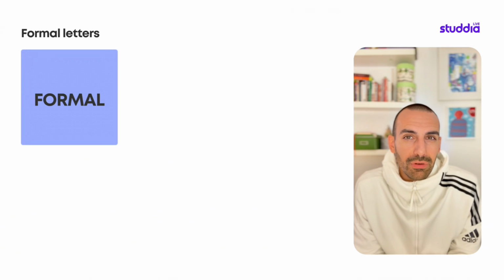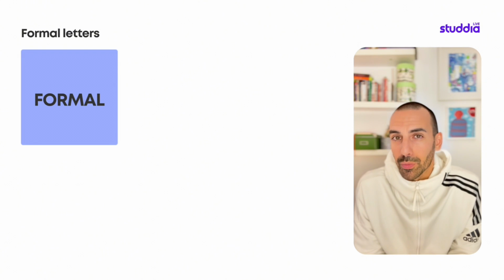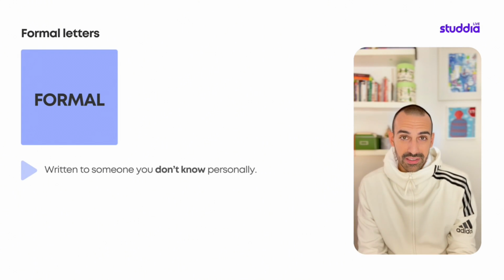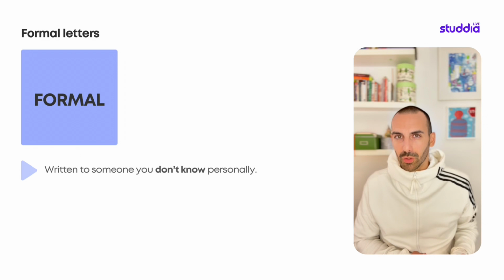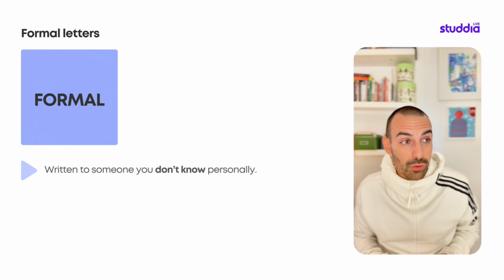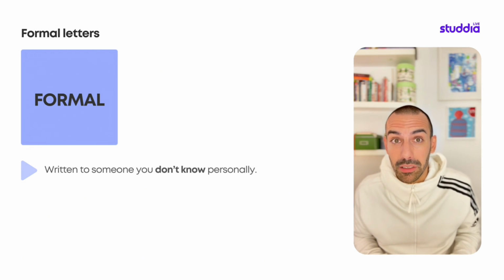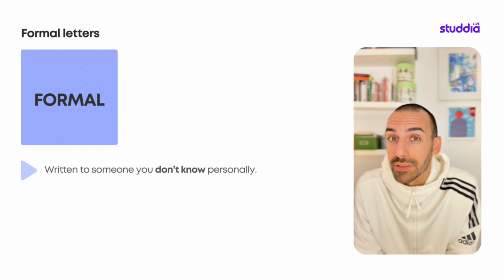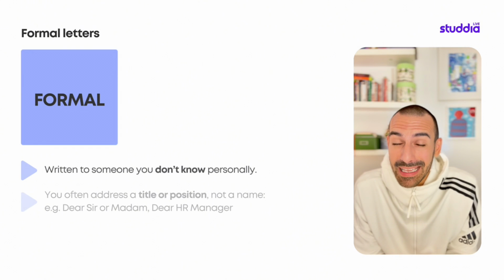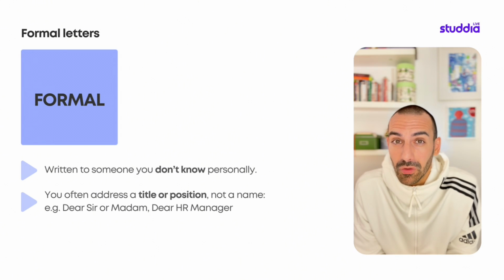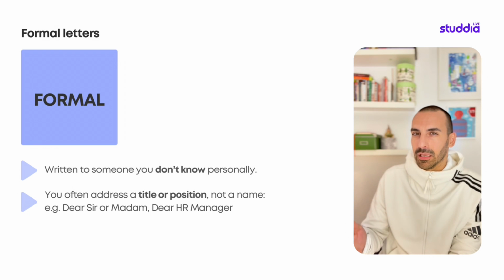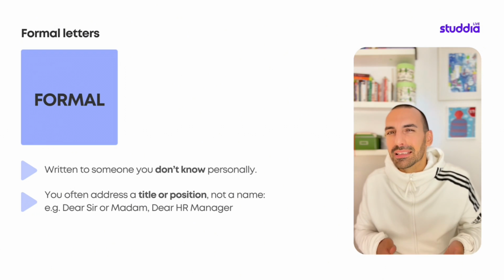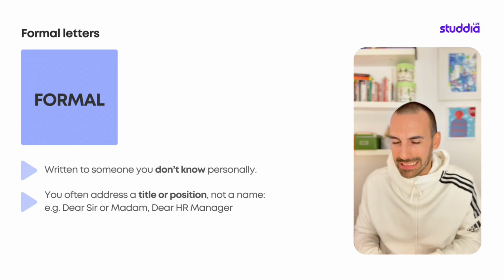Formal letters are written to someone you don't know personally. For example, you might be writing to a company, to a manager of a hotel, to a bank, to a newspaper editor, or to a college admissions office. In these cases, you don't know exactly who the person is. You are addressing a role, a title. You're addressing an organization, not a specific friend or acquaintance.